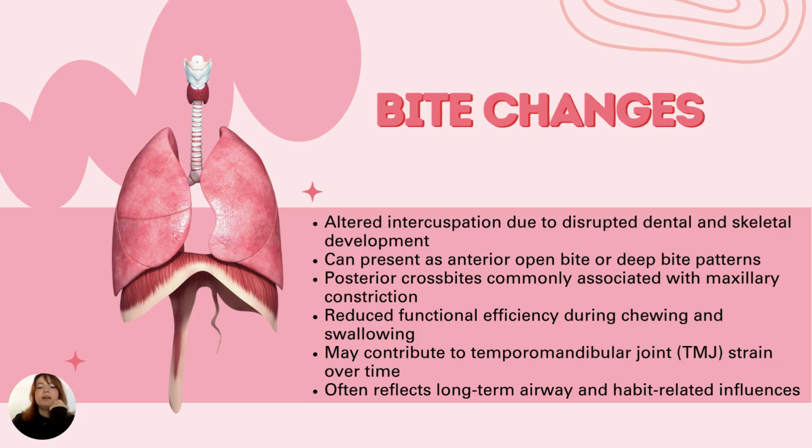So bite changes. We have altered intercuspation, the cusp of the teeth, due to disrupted dental and skeletal development. And then it can present as an anterior open bite or deep bite patterns. We have posterior cross bites commonly associated with maxillary constriction. A reduced functional efficiency during chewing and swallowing may contribute to TMJ, which is the jaw joint right here, strain over time, and often reflects long-term airway and habit-related influences.